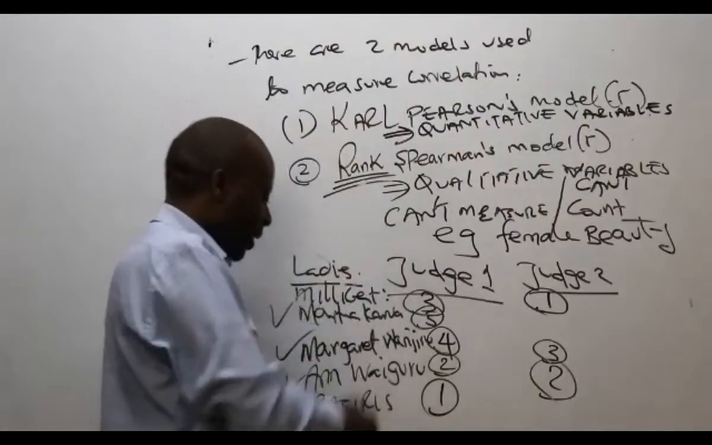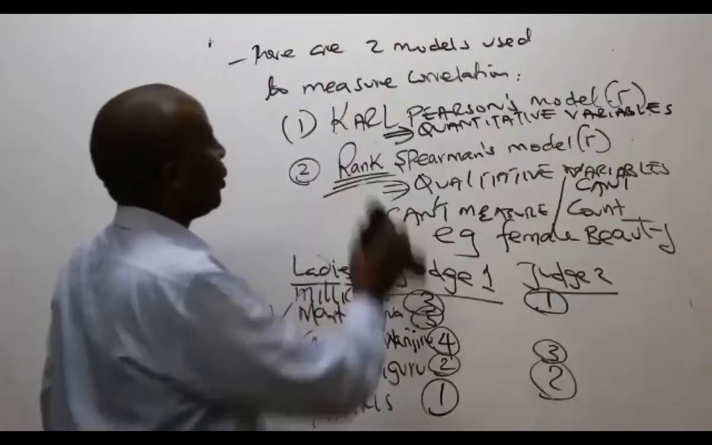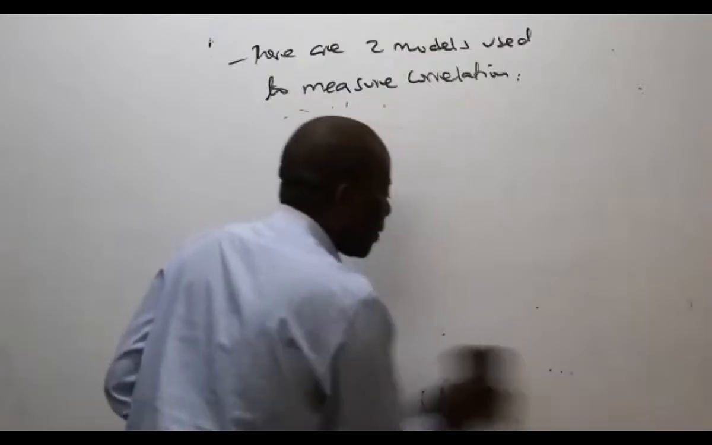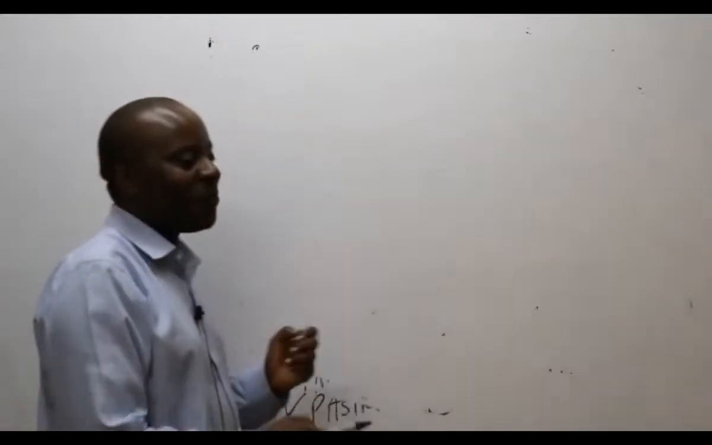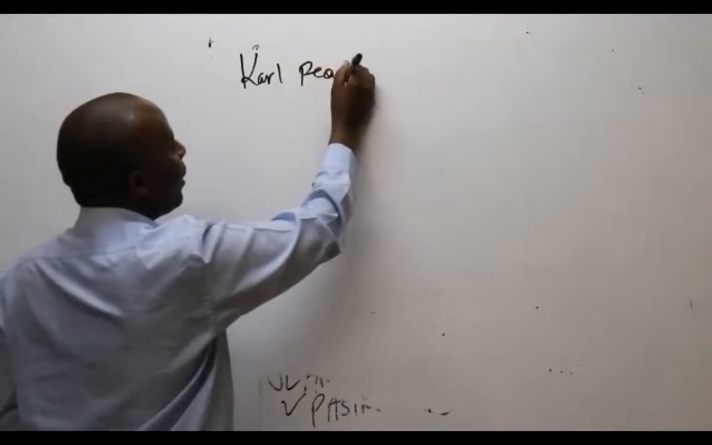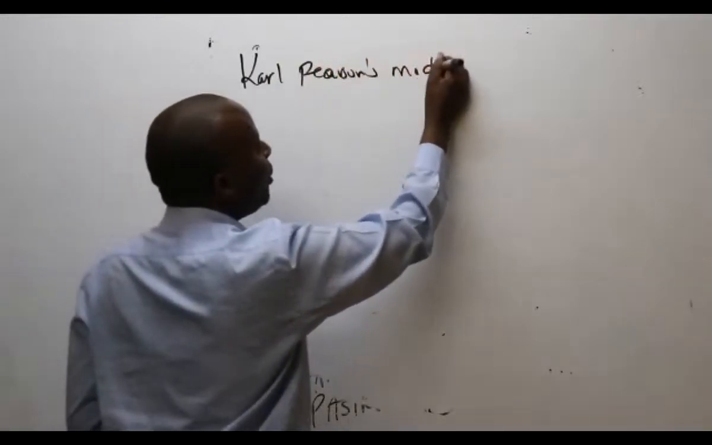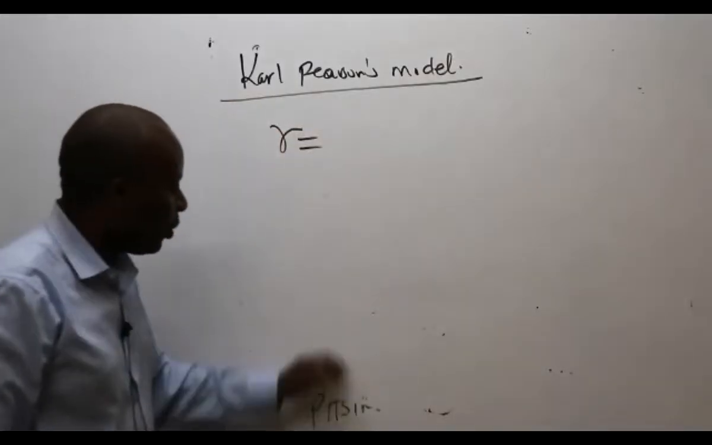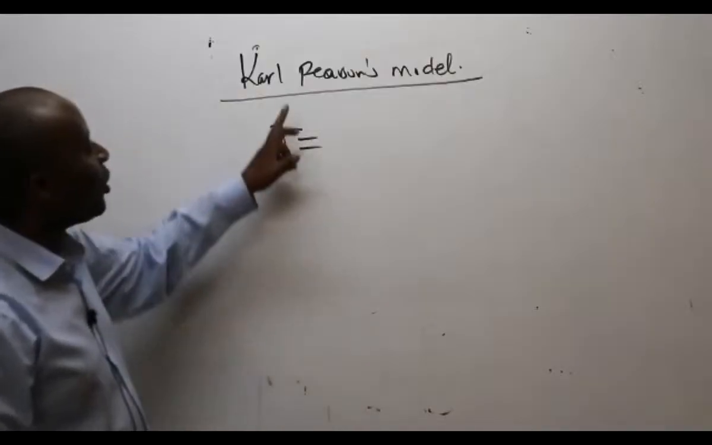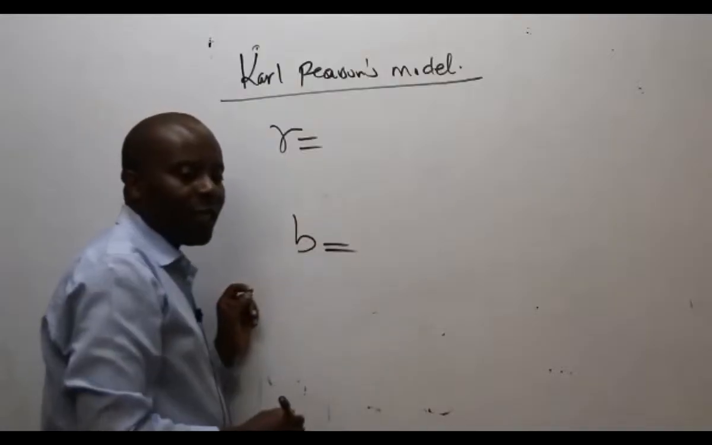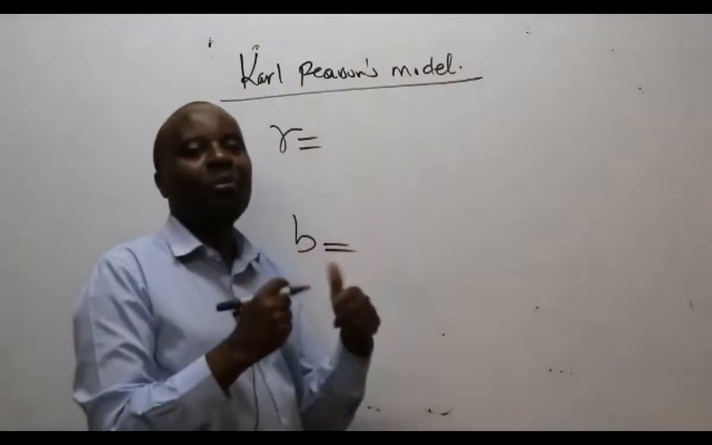Ladies and gentlemen, let's get back here. Please write for me there, Karl Pearson's model. For Karl Pearson's model, I need to know the formula of getting R. Anytime they mention Karl Pearson's model R, first of all, I'll be forced to remember the formula of getting B, because there is quite a big relationship between B and R.